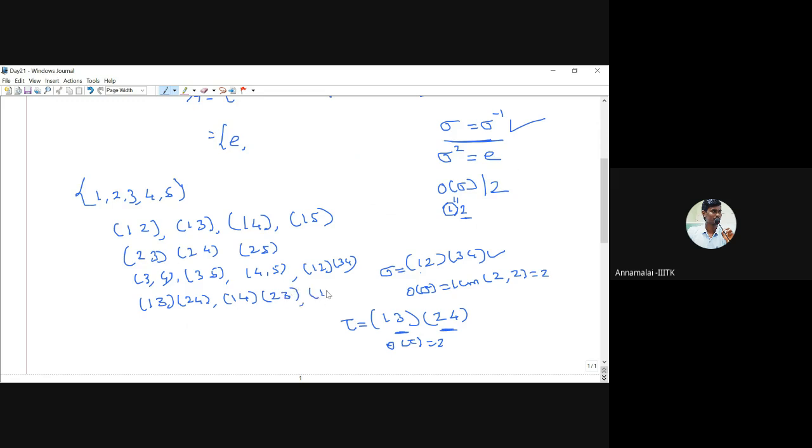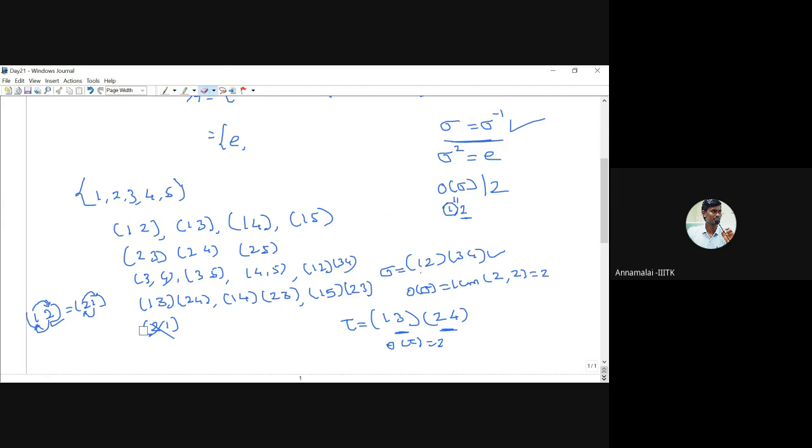So if it's 1, 4 then 2, 3. Now, any other? Suppose instead of fixing 1, now fix 2. But don't take (2 1), because we know that (1 2) is the same as (2 1). Why? What is the meaning of (1 2)? 1 maps to 2, 2 maps to 1. And what is the meaning of (2 1)? 2 maps to 1, 1 maps to 2. Therefore, (1 2) is the same as (2 1), so don't write (2 1), because it is nothing but (1 2).